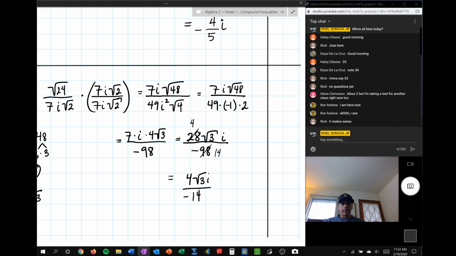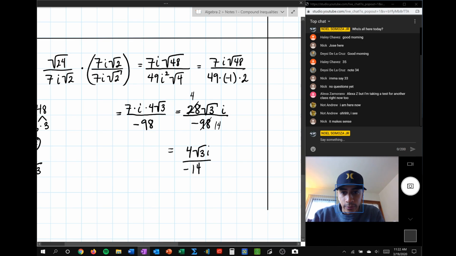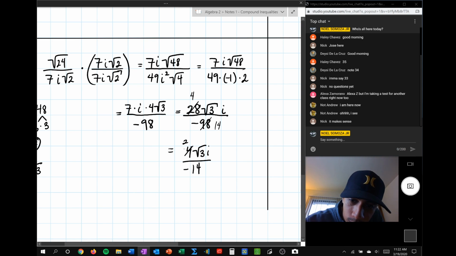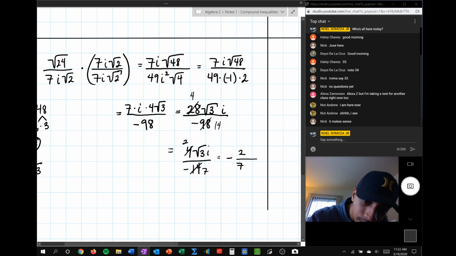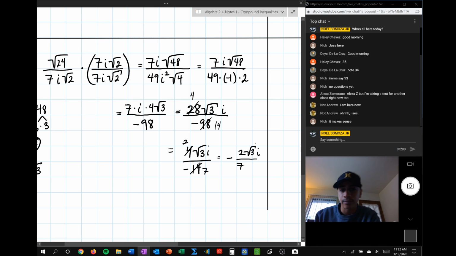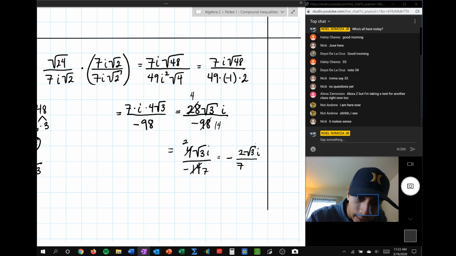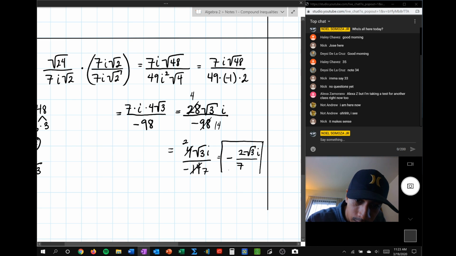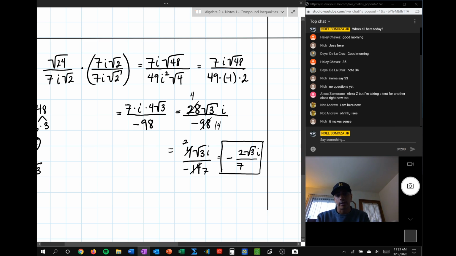Okay, so now last thing, you see the 4 and the 14, you can reduce those one more time. So then that becomes 2, that becomes 7. So now what you're ending up with is going to be negative 2 over 7 with a square root of 3i in your numerator. And then that's it. That's the simplified version of your expression.